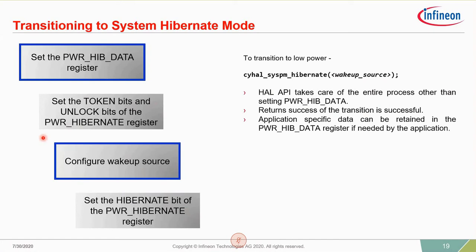And like deep sleep, if you want to prevent your application from going into hibernate mode, you can set the hibernate disable bit of the PWR hibernate register, and this will prevent the application from going into hibernate mode. Keep in mind that this bit can only be written once and the device needs to be reset to clear the bit.